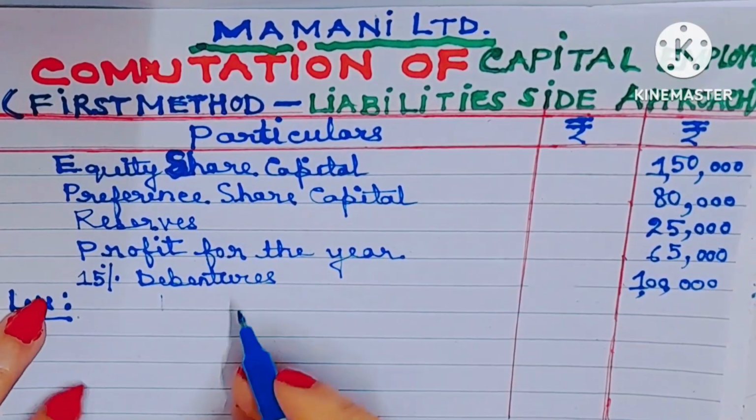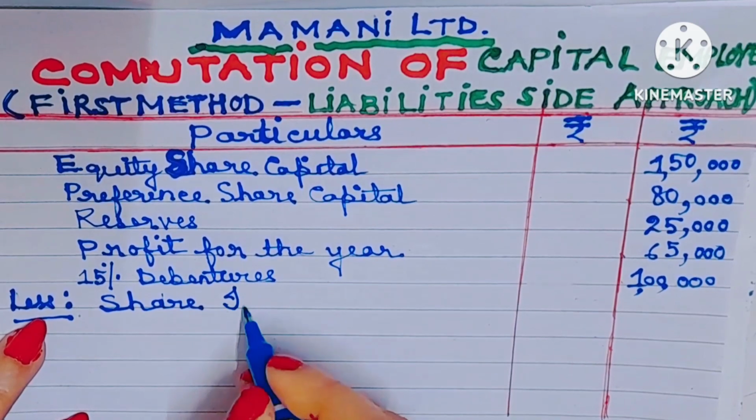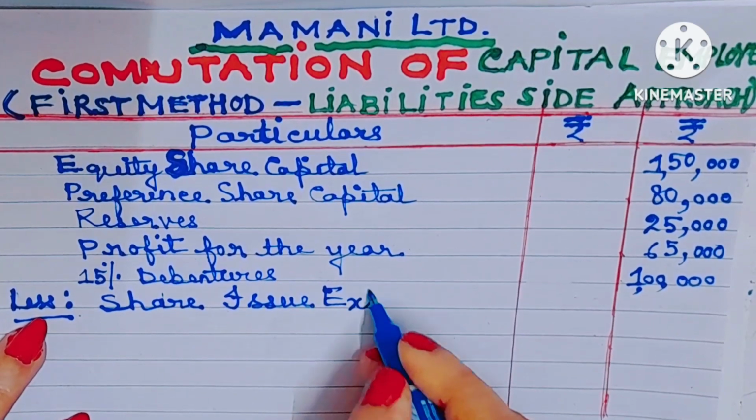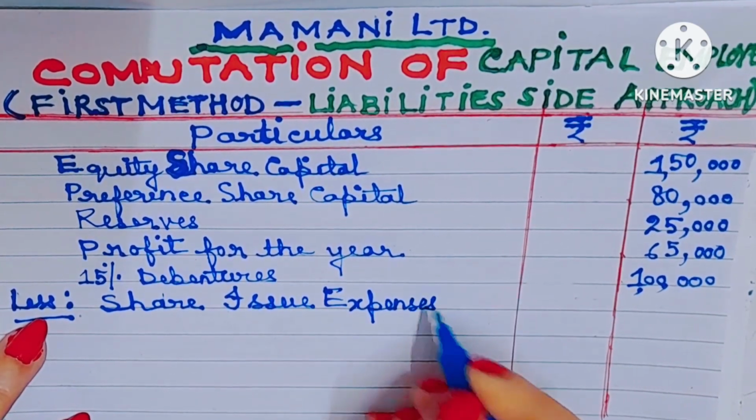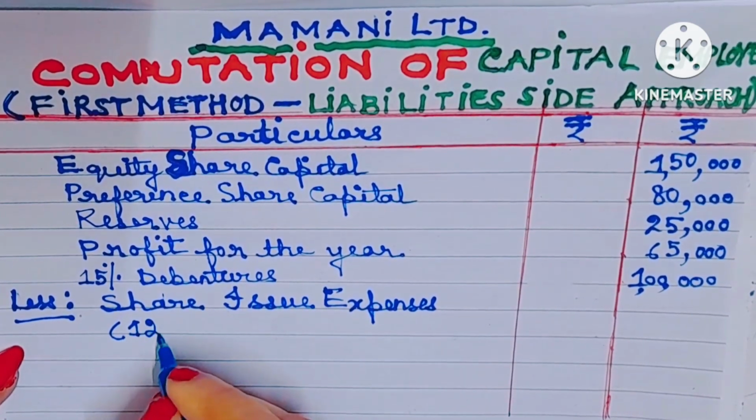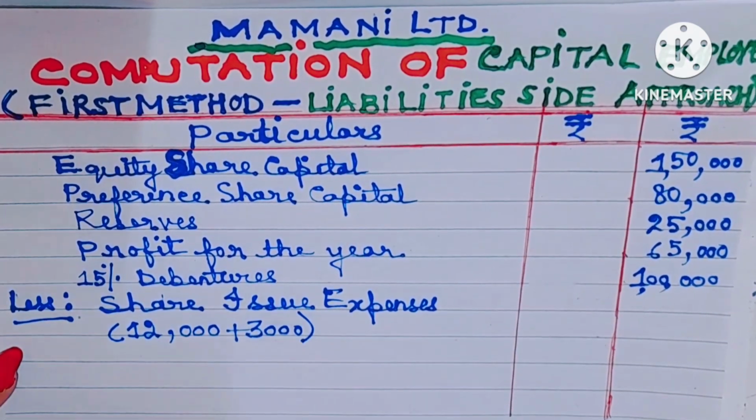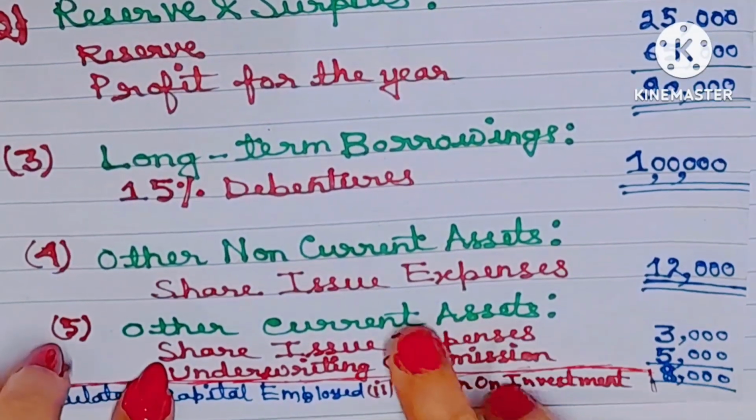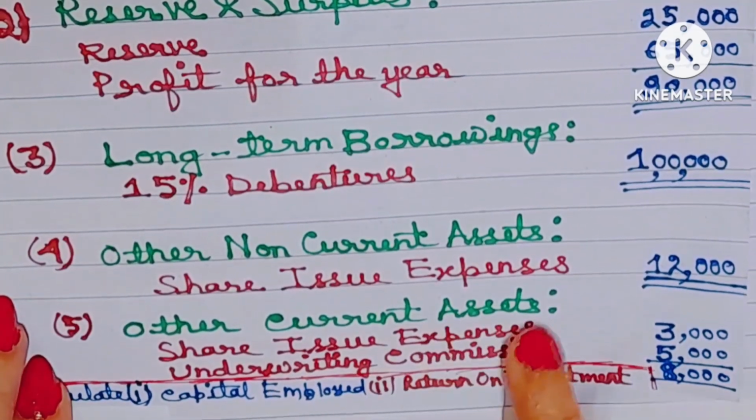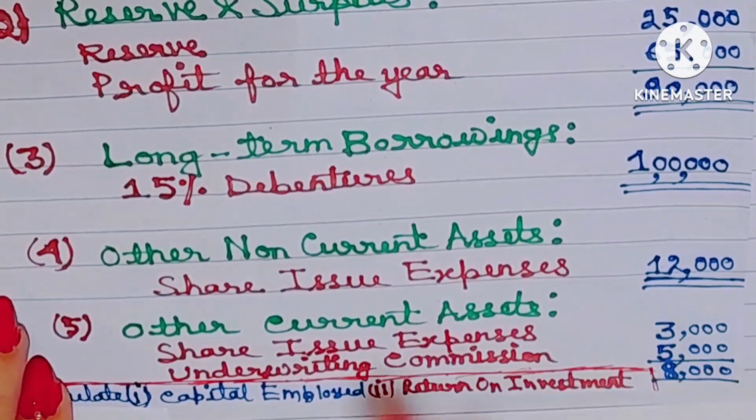So let's deduct share issue expenses, 12,000 plus 3,000. Do you remember? Okay. Let me show you. Other non-current assets, share issue expenses 12,000. Other current assets, share issue expenses 3,000. So 12,000 plus 3,000 is equal to 15,000. And underwriting commission is 5,000.